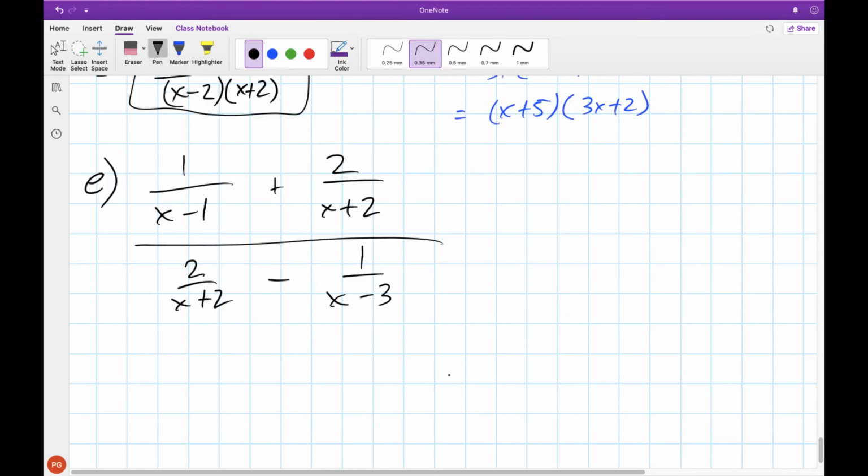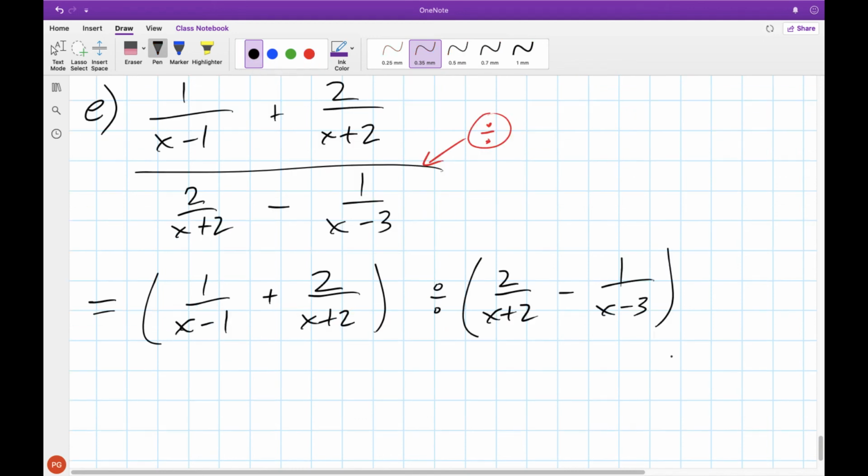Our final example for this video is this one right here. Now I know this looks really scary. We've got fractions inside fractions. And this has a fancy name, it's called complex fractions. But remember, this line right here is the same as division. So another way that we can write this is like this right here.